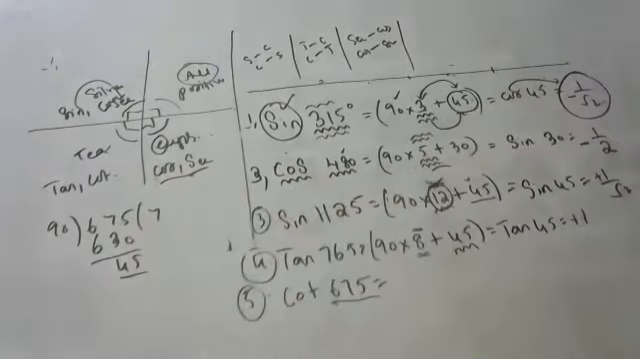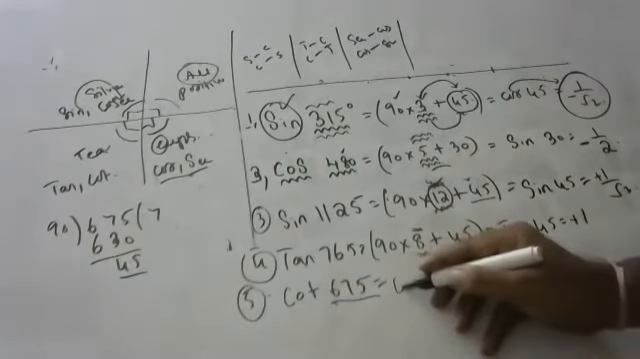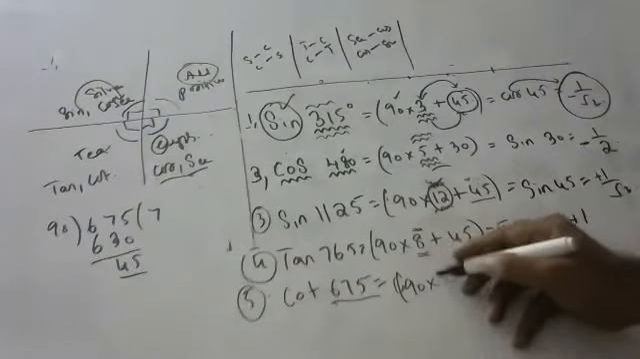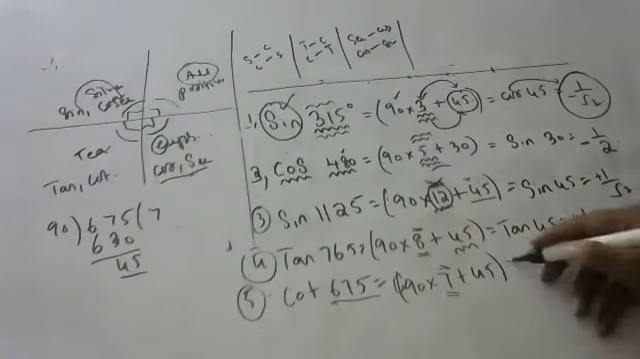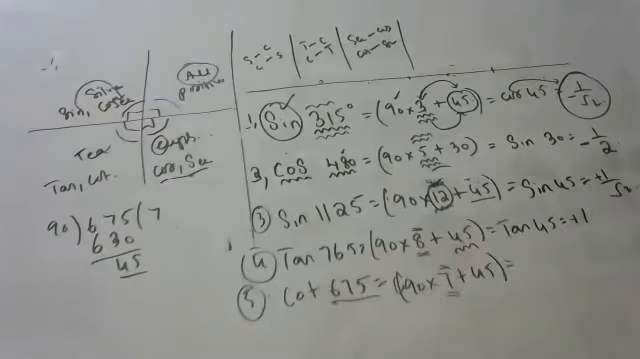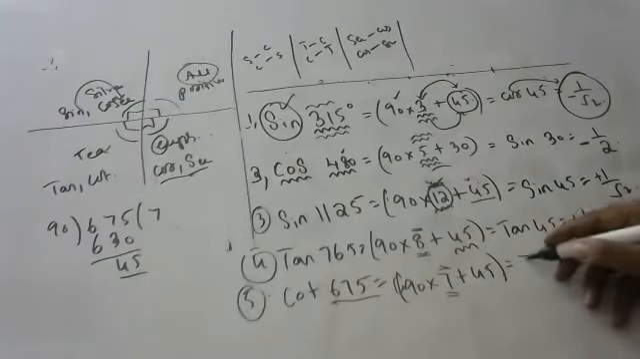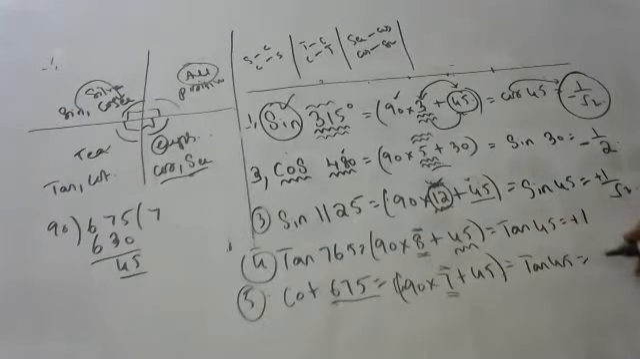630. So 45. So what should I write? So 90 into 7 plus 45. 7 is odd or even? Odd, sir. Odd means cot will become tan. Tan 45 is 1.